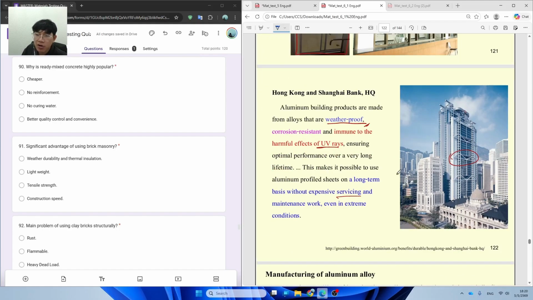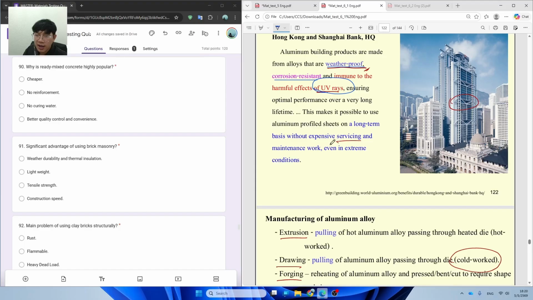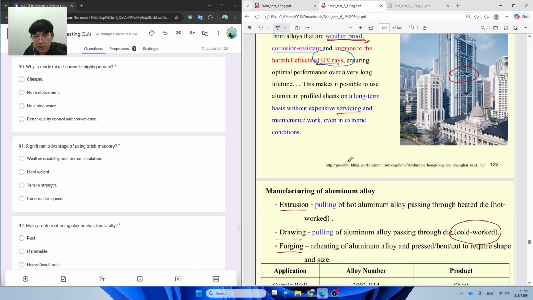This is a sample from Hong Kong buildings. We talked about this already. It's really good for waterproofing, corrosion resistance, and UV resistance. And it's going to have really small damage over a really long term. So we can save a lot of servicing cost.